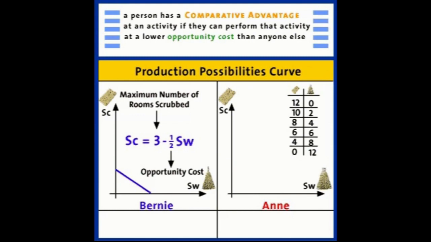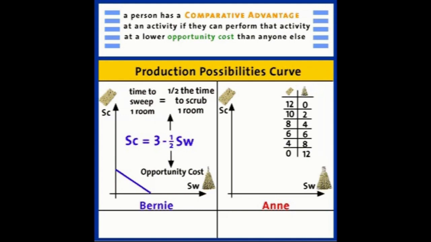The intercept tells you the maximum amount of scrubbing that Bernie can do, and the slope of the line tells you the opportunity cost of a room swept, measured in terms of lost scrubbing. So here's Bernie's equation, and here's his production possibilities curve. Now we can draw the curve for Ann.